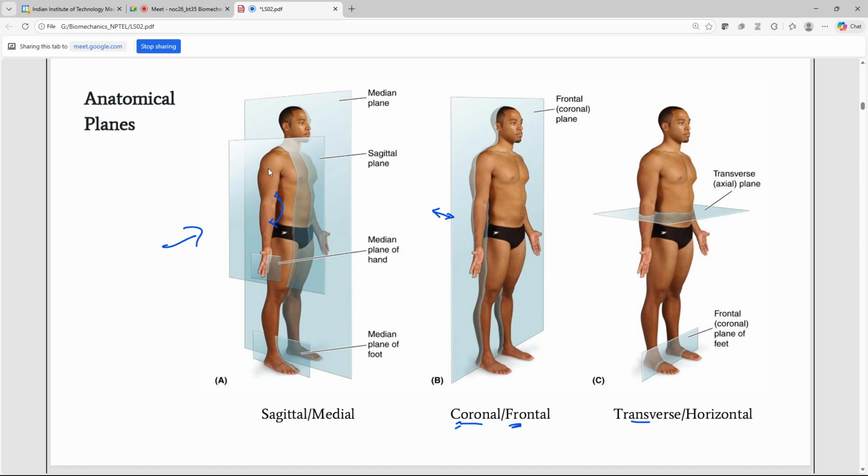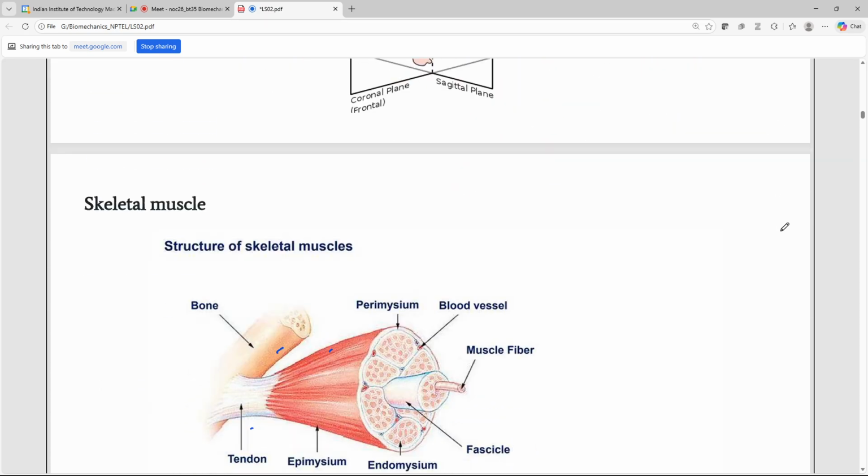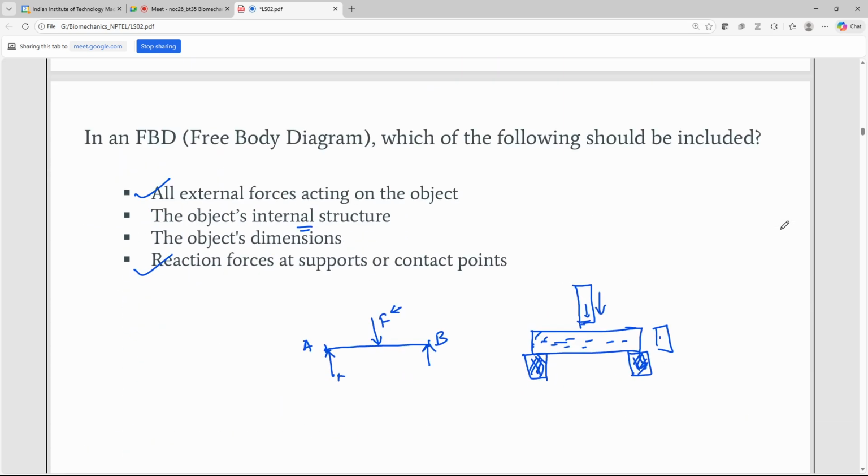So the flexion and extension is happening in the sagittal plane, whereas abduction and adduction of arms is different. Abduction is moving arms away from the body, and adduction is coming closer to the body. That is happening in the coronal or frontal plane, not in the sagittal plane. So that clears the confusion.